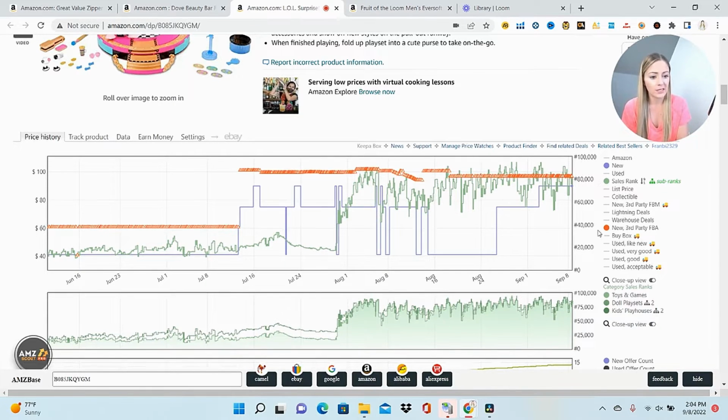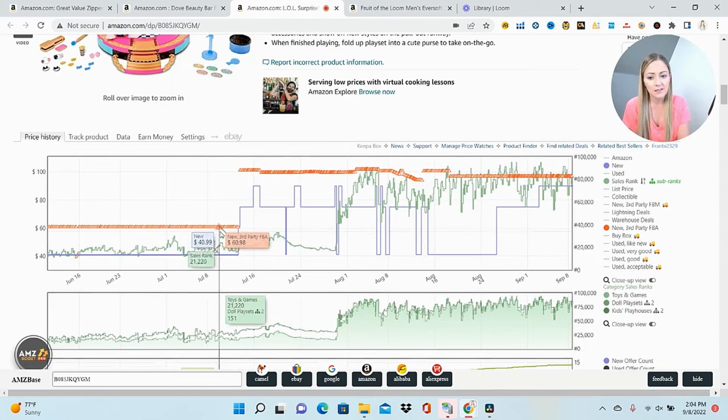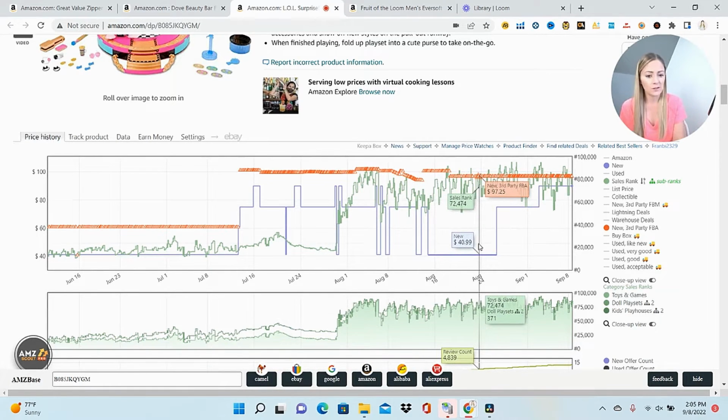Next, I'm popping up right here the new third-party FBA price. Now this is what's really important to me because I do mostly FBA selling. So I want to see what the new FBA offers are that are coming onto this listing. And that's these orange triangles. So in orange, back here, we see the third-party FBA price of $60.98. And then, boom, it spiked way up to $100. And now it's staying pretty high up there. So the lowest new price we have here is $40.99. And the third-party FBA price is $97.25.